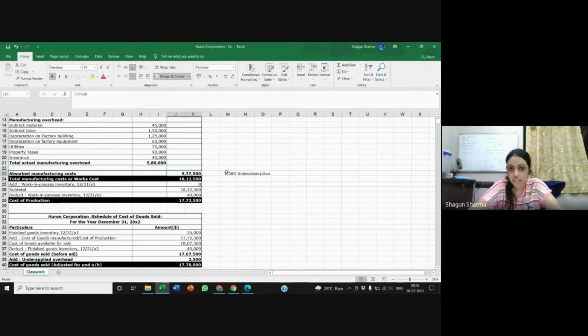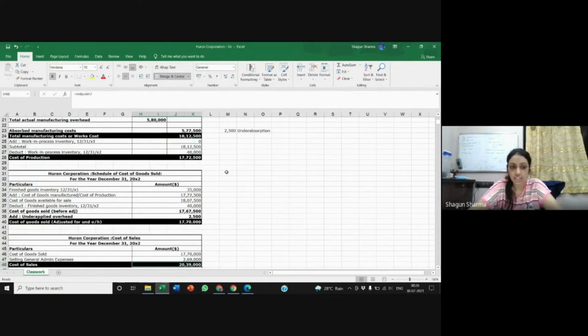Now to this they made an adjustment for that 2,500 which they had undercharged, right? They had absorbed it at 577,500, but their costs turned out to be 580. So to my cost of goods sold, I added the under absorption of 2,500, and so my cost went from 1,767,500 to 1,770,000, and this became my cost of goods sold.